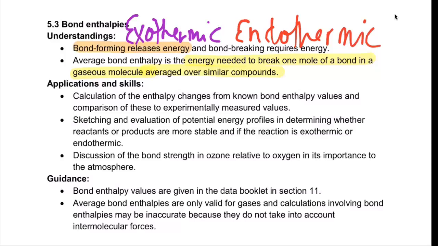So what we're going to look at today is how to calculate enthalpy change from known bond enthalpy values. There's a chart in your data booklet that we'll use for that, and then comparison to experimentally measured values. Like I said, they'll have you calculate enthalpy change using the bond enthalpy values, and then compare it to something that's been experimentally measured, or maybe calculate it from enthalpy of formation values and compare it to that.